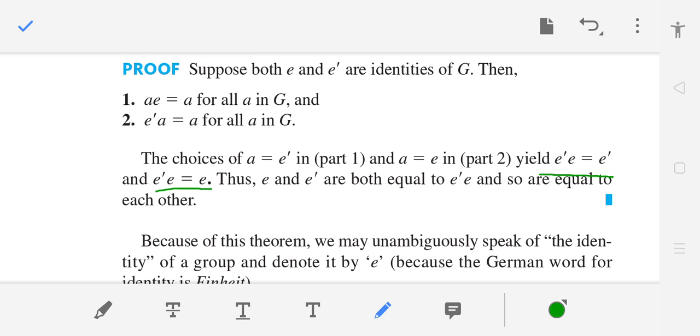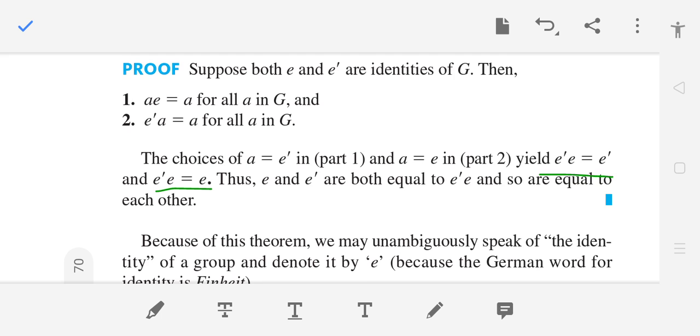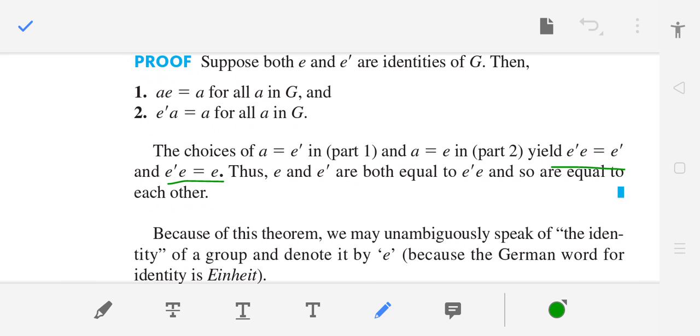So again, this is a very important proof, but it's quite easy. Because of this theorem, we may unambiguously speak of the identity and denote it by e. So yes, because of this theorem, we can always represent the identity as e, because it is unique, right?